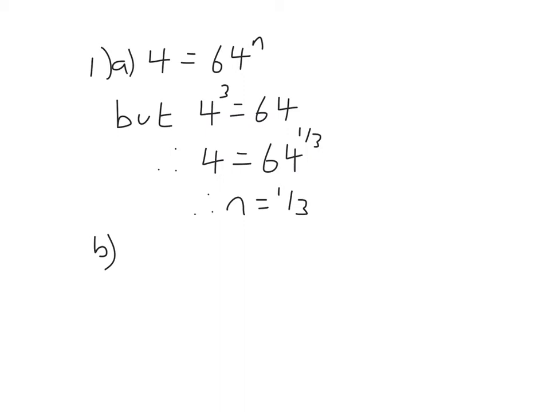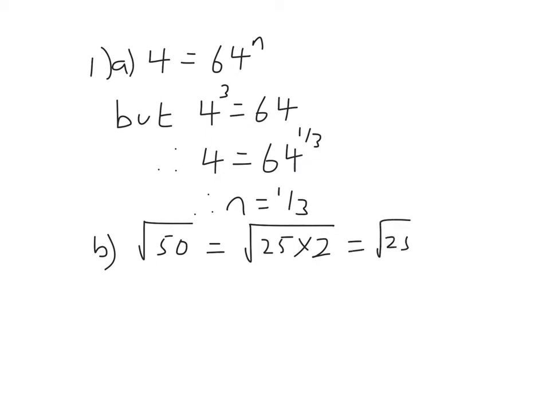In part B, we've got the square root of 50, and the trick is to write these numbers as a multiple of a square number. 25 times 2 is 50, so that's the square root of 25 times the square root of 2. The square root of 25 is 5, so that's 5 root 2, therefore k equals 5.